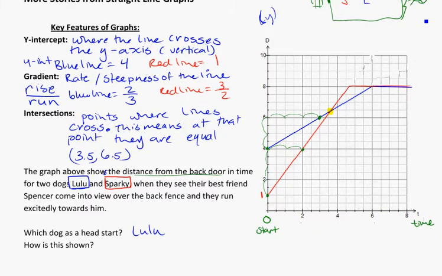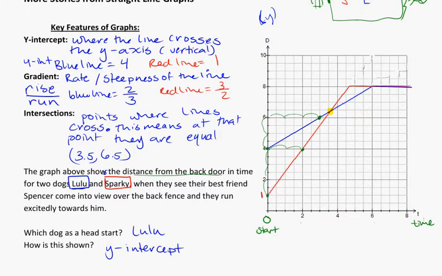And how is this shown? What feature of the graph, and here I want you to think about, is with the y-intercept? Was it gradient, or was it an intersection point that gave us that information? So if I look at this, how did I know that Lulu was further ahead at the start? And I can see that that is actually because of the y-intercept, where she crosses the line. So the y-intercept has shown us that, because it's a higher value than Sparky's.